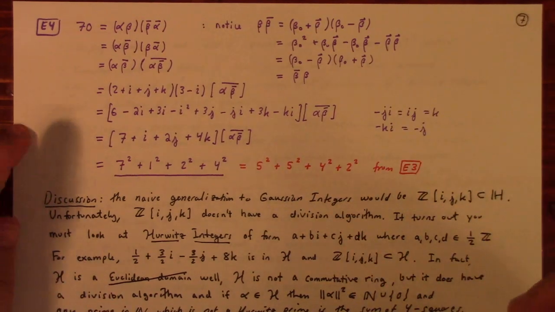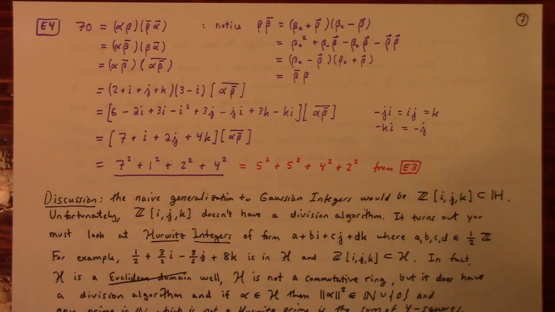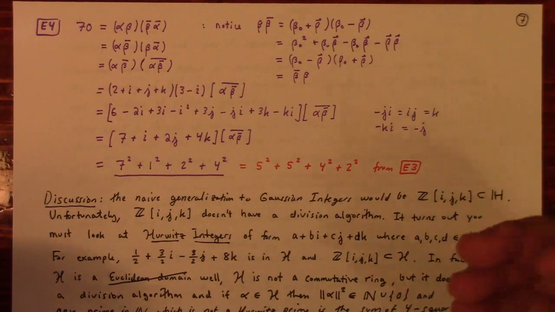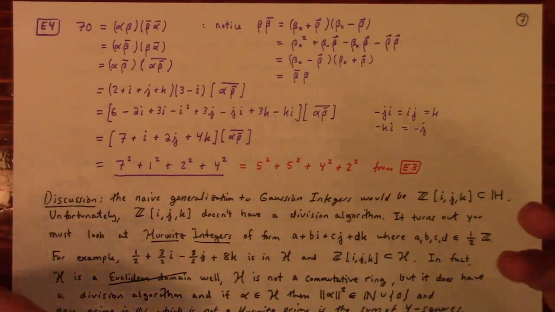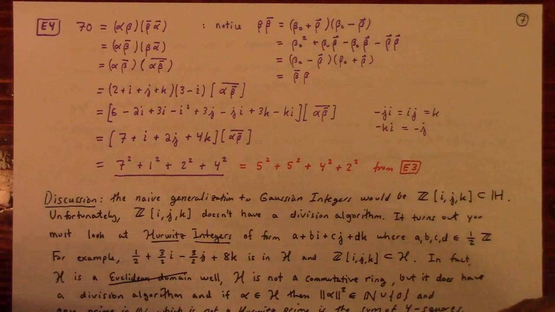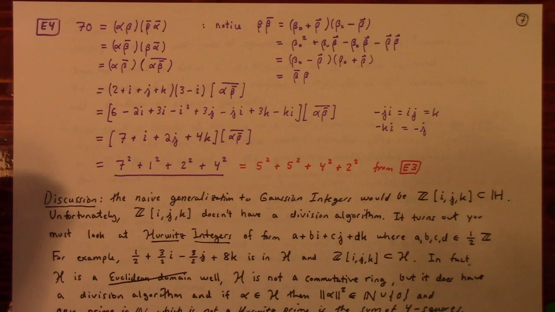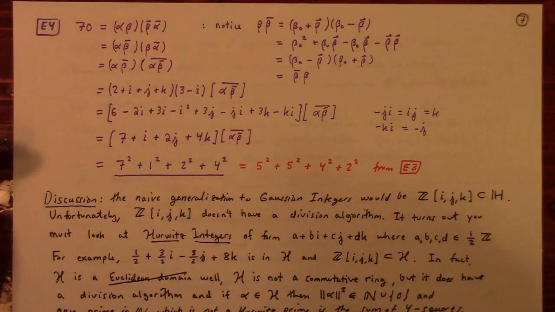So if you want to, you can play this game to find many ways to rewrite a particular kind of number as different sets of 4 squares. Much like we could play this game with the Gaussian integers to rewrite things as sums of 2 squares, right?